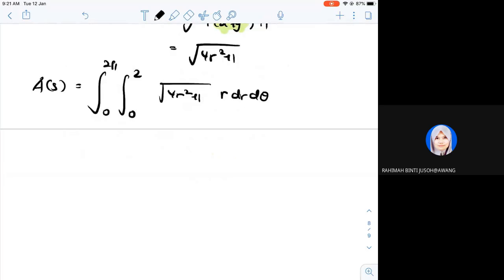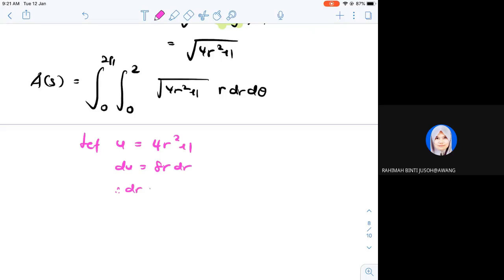So now, how do we solve this? The integration has a square root, so we need to make a substitution. We let u equal 4r squared plus 1. Next, we differentiate u. We will get 8r dr. So of course, dr becomes du over 8r.